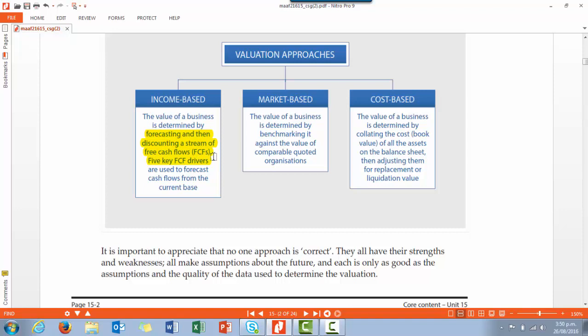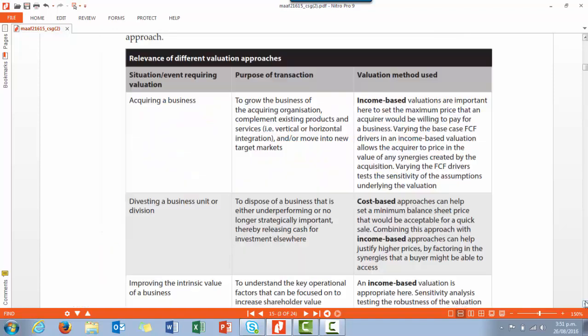today. The second approach is the market-based approach to valuing businesses. And here we're really just benchmarking the business we're valuing against other quoted organizations to which we have the value. The third approach is the cost-based. And this really is where we perhaps are liquidating a business. So we take all the assets on the balance sheet and we adjust them for either replacement value or liquidation value. Here we're looking at the relevance of the different approaches.